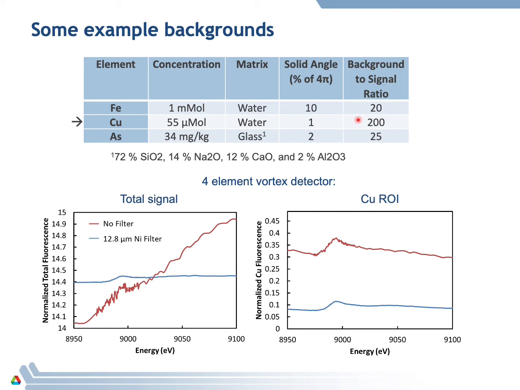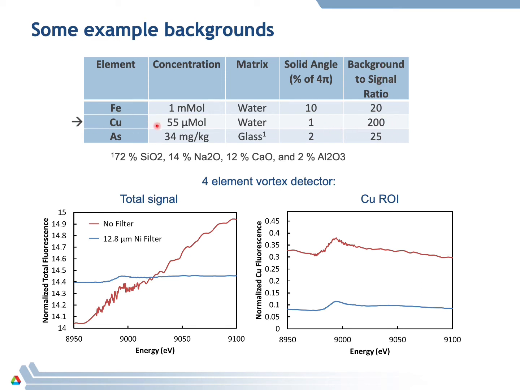We measured a background to signal ratio of about 200. And another kind of typical case, maybe in terms of, say, a microprobe, if we had 34 parts per million arsenic in glass with a 2% solid angle, we measured about 25 times background to signal.